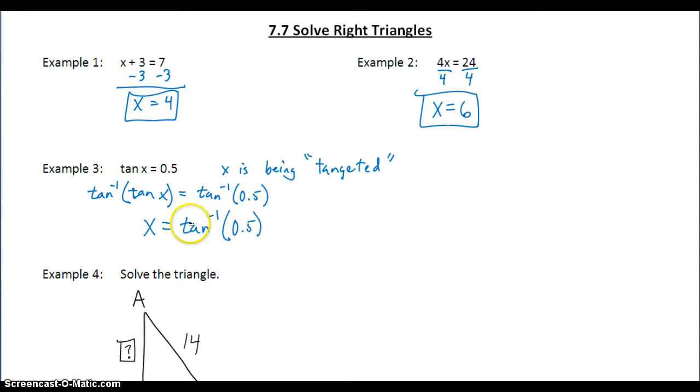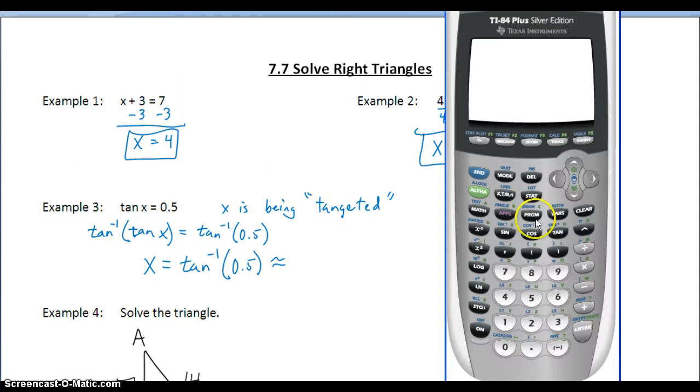Now to figure out how big tangent inverse of 0.5 is, I'm going to use my calculator to approximate that answer. On my calculator, wherever I have the tangent, I'm going to also find the tangent inverse. On my TI-84, it's right above my tangent key. So if I hit second tangent of 0.5 and end my parenthesis, I can find the decimal approximation, 26.6.